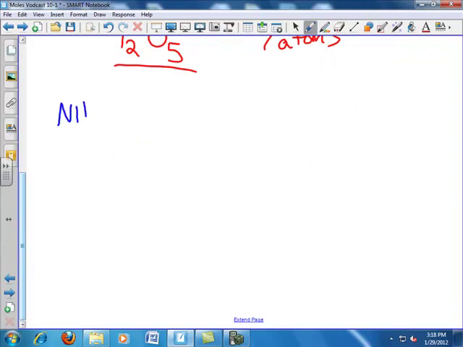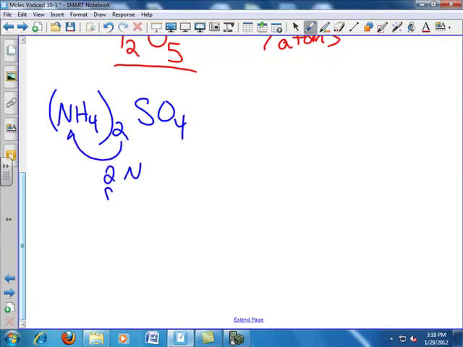If I have NH4 2SO4, okay, this gets a little tricky, but with this 2, there's 2 nitrogen, 8 hydrogen, 1 sulfur, and 4 oxygen. Let's see if I can do math this time. 2 plus 8 is 10, 11, 4, there's 15 atoms in this one. Okay, and again, that 2 makes it a little tricky.